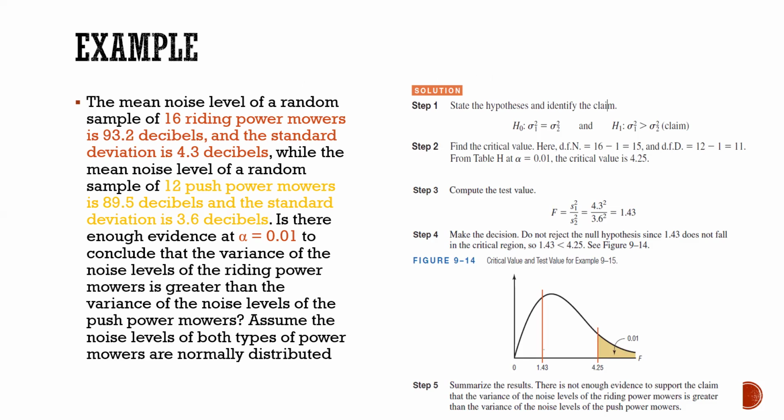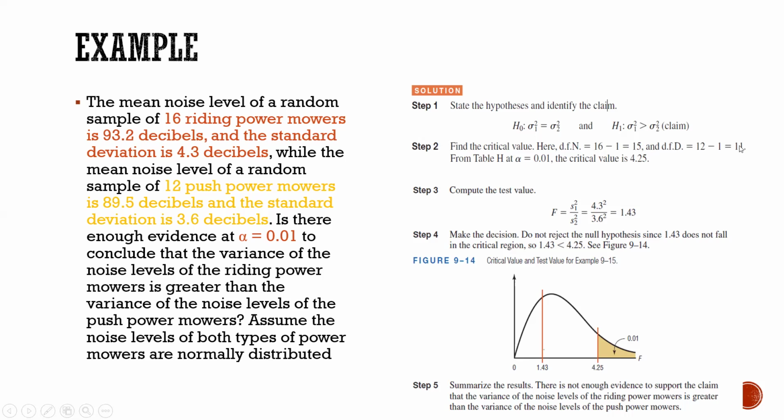We will state the hypothesis. In the null hypothesis, we will state that there is no difference, while in the alternative hypothesis, we are saying that there is a difference and the variance of riding power mowers is greater, they make more noise than the push power mowers. So first we will calculate the degrees of freedom. 16 is the total number of riding mowers, 16 minus 1 is 15, for the numerator. And the degree of freedom for the denominator, D represents the denominator, is 12 minus 1, for the second sample, which is 11.